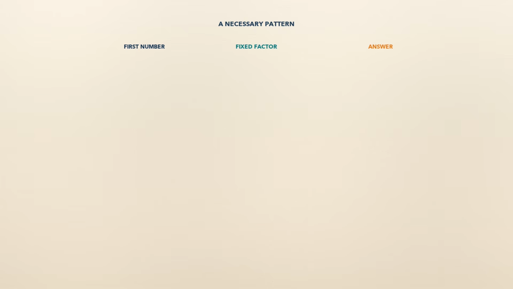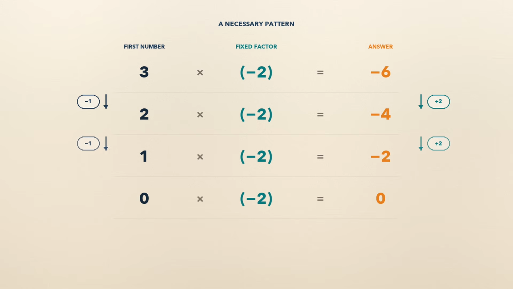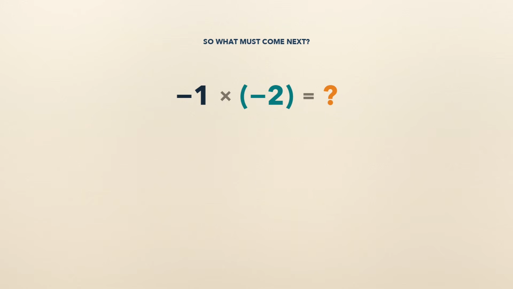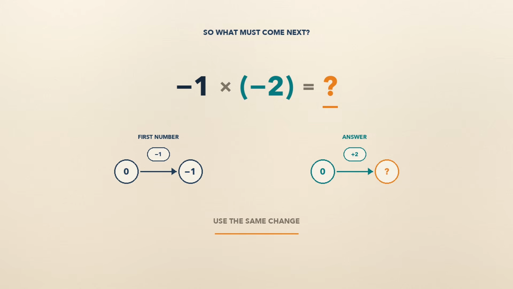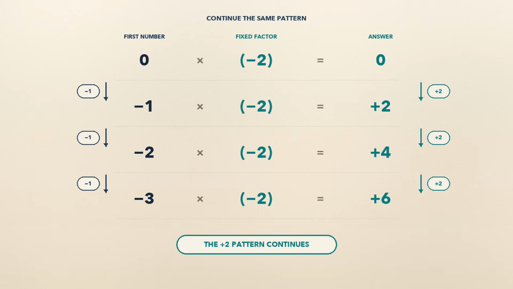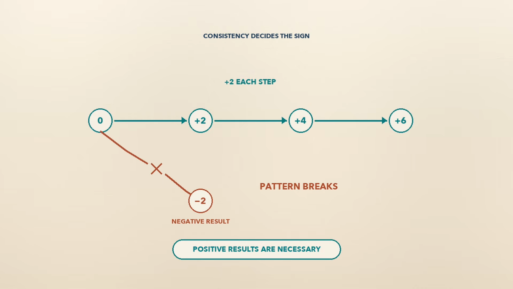We can also prove that this rule is necessary by looking at a pattern. 3 times -2 is -6. 2 times -2 is -4. 1 times -2 is -2. And 0 times -2 is 0. Notice that each time the first number decreases by 1, the answer increases by 2. So what must come next? -1 times -2 must equal +2, then -2 times -2 must equal +4, and -3 times -2 must equal +6. If negative times negative did not become positive, this perfectly consistent pattern would suddenly break.